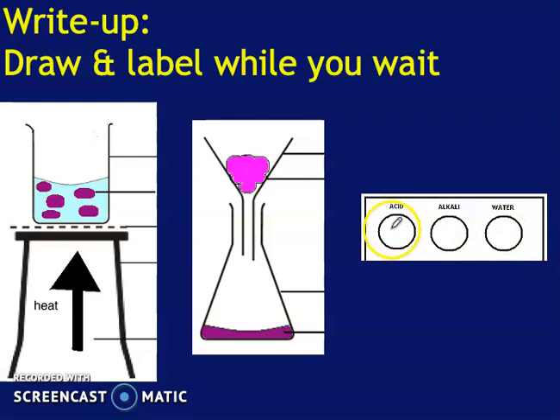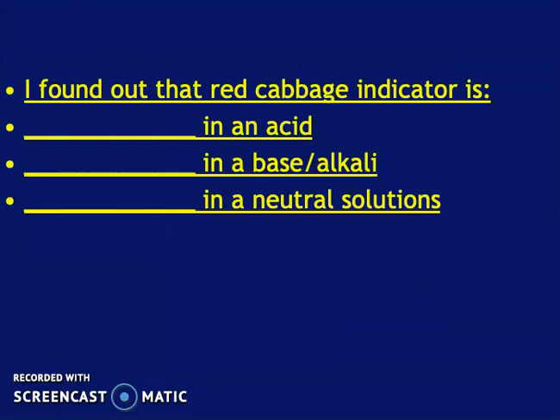I want you to write in or color in what color you think this one is going to be, what color you think this one is going to be. You can do it in colors or in words, what color this particular one was. And this is your summary part. I found out that red cabbage indicator is what color in an acid, what color in a base or alkali, and what color in a neutral solution. Okay, and I will give you the answers to that next Thursday, unless you've already found out by Googling. Okay, so then you know it already.